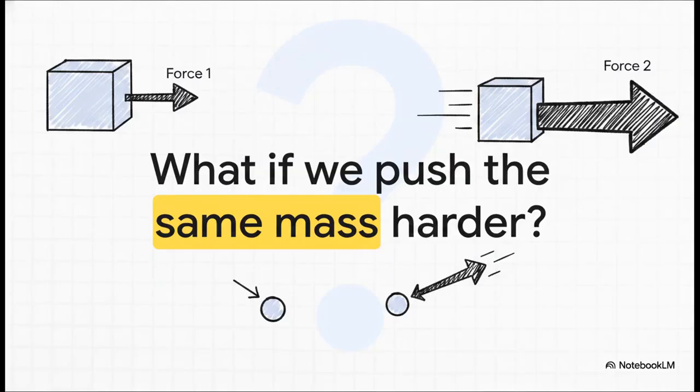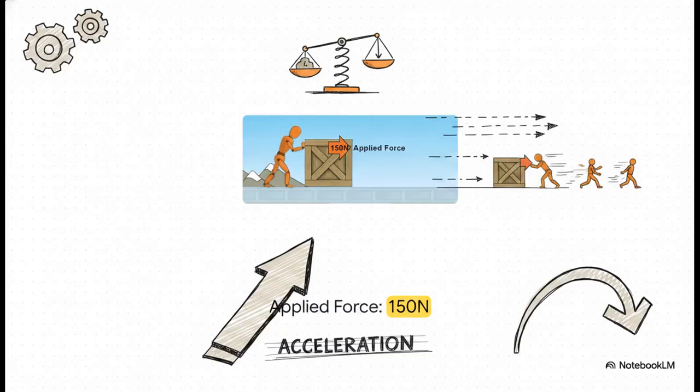Let's keep this momentum going and flip the experiment to test our other variable. What if we keep the object the exact same size, but we change the strength of our unbalanced force? Intuitively, you probably already know the answer, but let's visually prove it. Okay, we're back to our single wooden crate. This time, our figure applies a very specific measured force of 150 newtons.